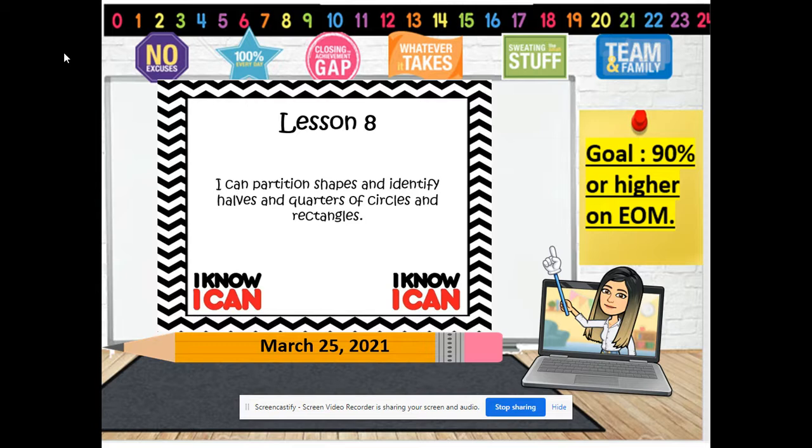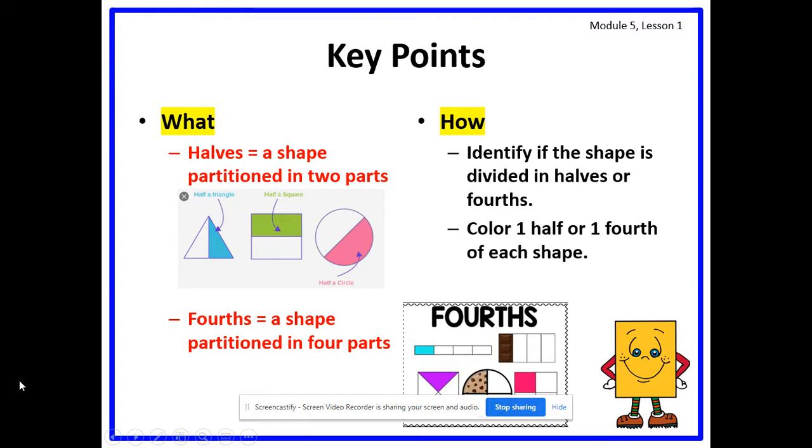2021. Today we're doing lesson 8, and our lesson set objective for today says I can partition shapes and identify halves and quarters of circles and rectangles. So we are going to be identifying halves and quarters in circles and rectangles. Let's look at our key points. What do we need to know?